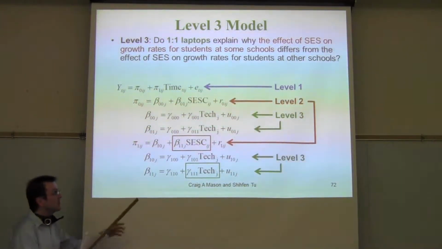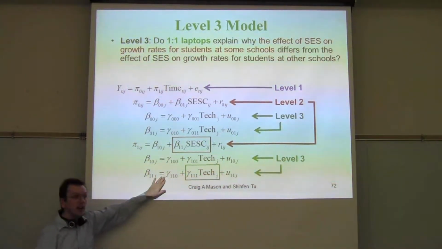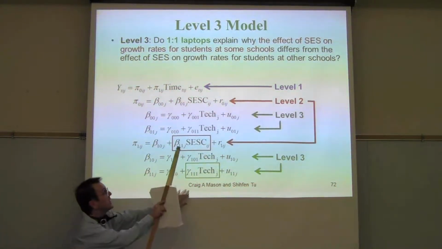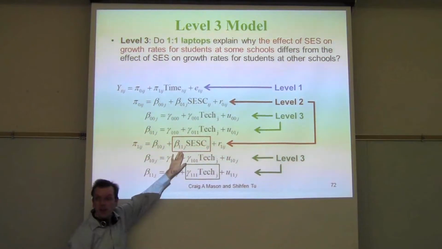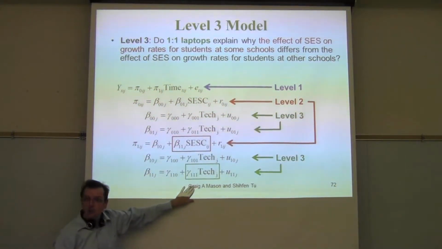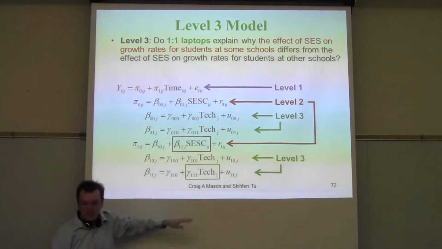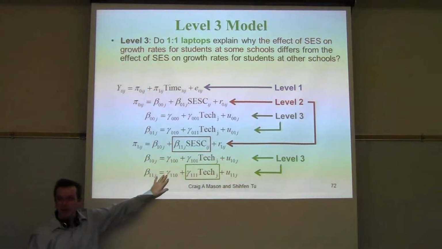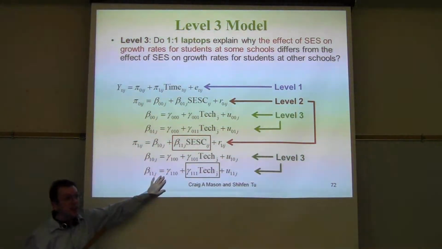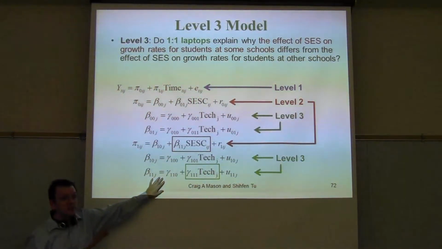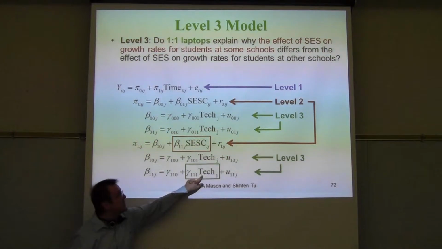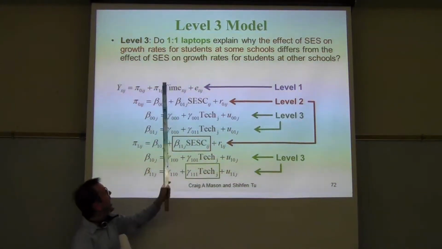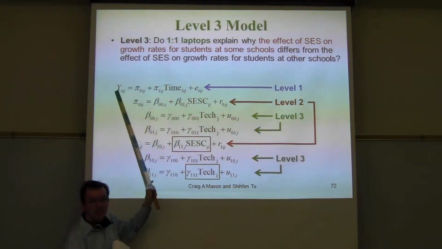But that's what this equation's getting at. If there was this SES effect, beta 11J, does it change? Do laptops help to diminish that SES effect? This is the sort of question I get all excited about. What we're getting at are interactions. Does this variable change the effect of that variable on that variable, predicting that?